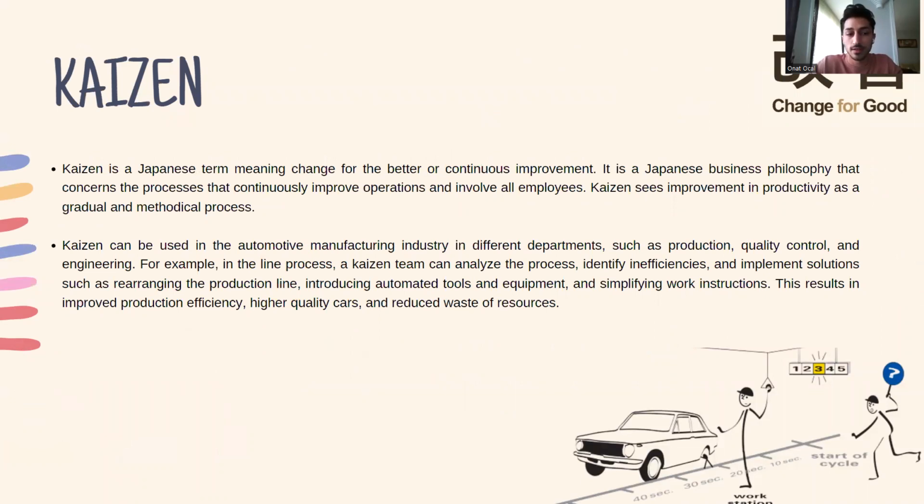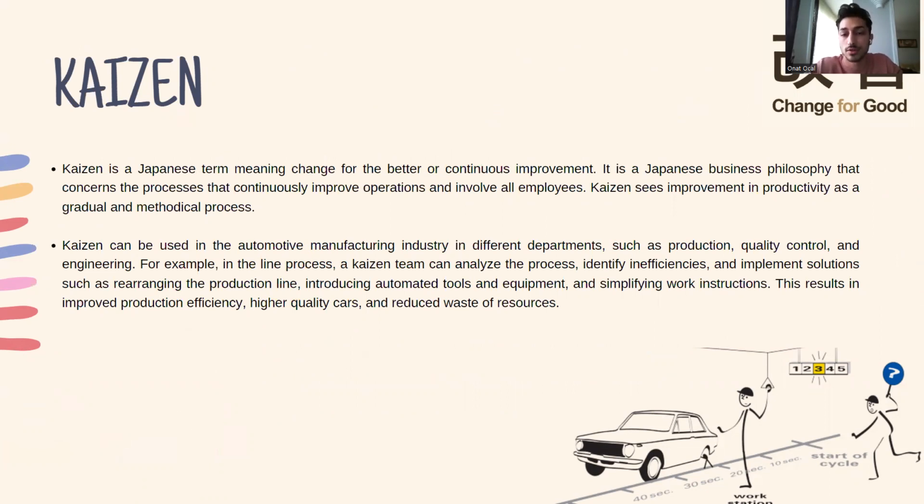Kaizen is a Japanese term meaning change for the better or continuous improvement. A Kaizen event is a narrowly targeted, quick initiative when a team comes together to find and fix a particular issue.